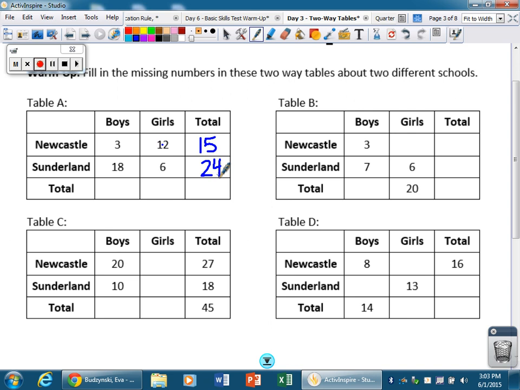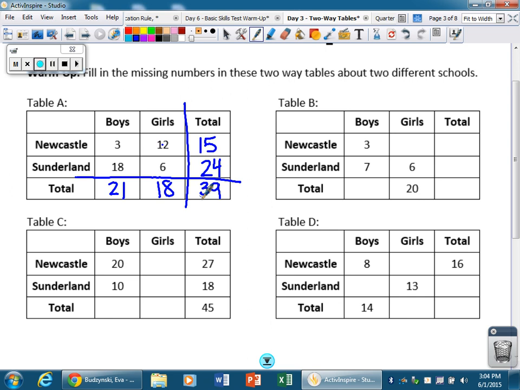And now I'm just going to add down. 3 plus 18 is 21. 12 plus 6 is 18. And then just to make sure you're right, if I do 21 plus 18 or 15 plus 24, I should get the same answer, which is 39. So notice, the rows add up to this total, and the columns add up to the totals at the bottom. And then this corner right here, the bottom right, should add up from the totals of the column and the total of the row. So there's table A.